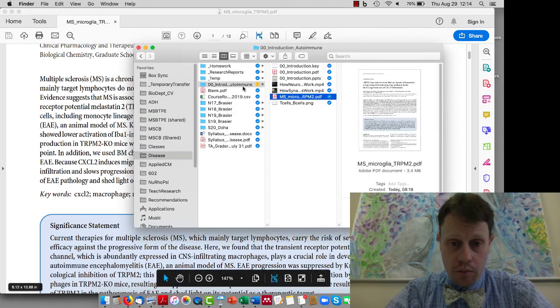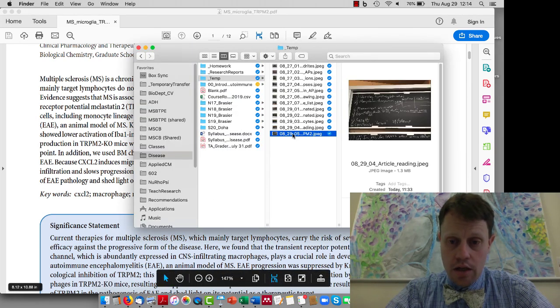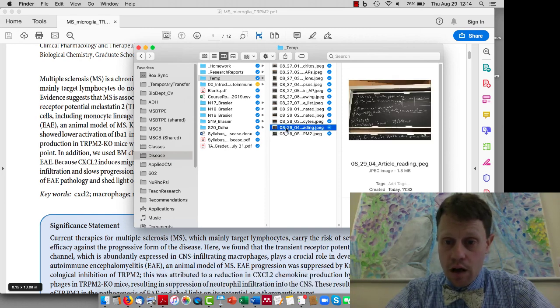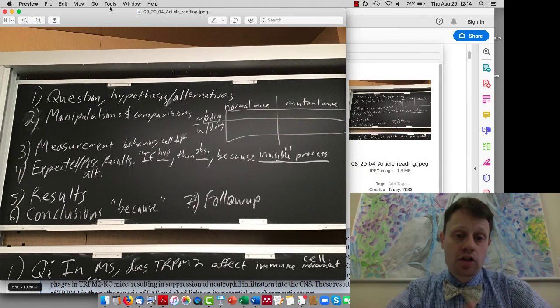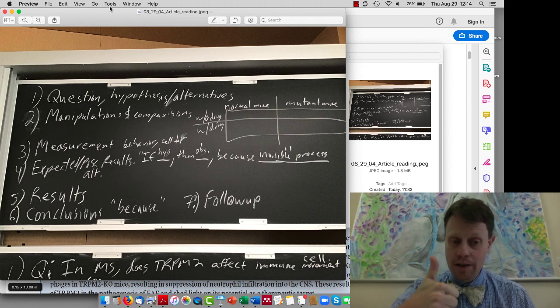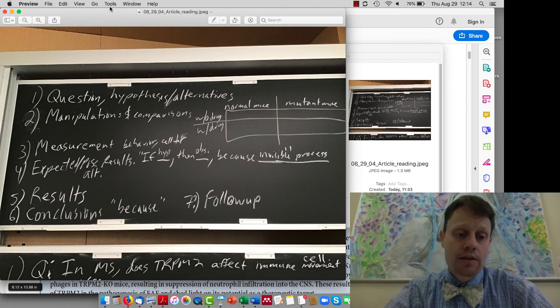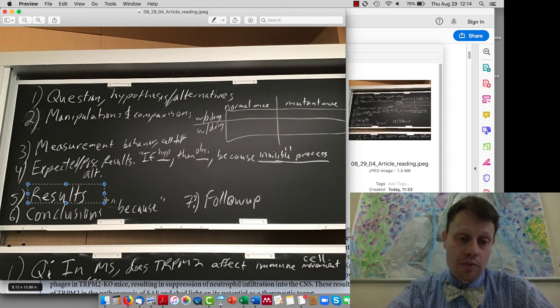What we talked about with this particular study, or actually more generally with all papers, is that you should be thinking about what is the question, what are the possible results, what are the manipulations, what are the measurements, and making very clear the difference between what they do, the manipulation, and what they observe, the measurements. The expected results take the form of if, then, and then because of some invisible process, and then the results, which is going to be really one of our possible observations, and then our conclusion, which really follows from this sort of because invisible process, what we think is going on.